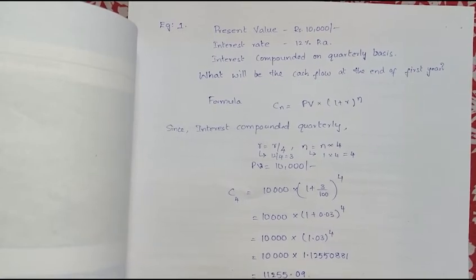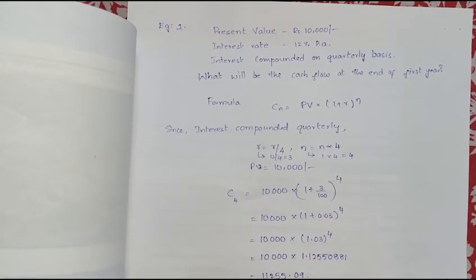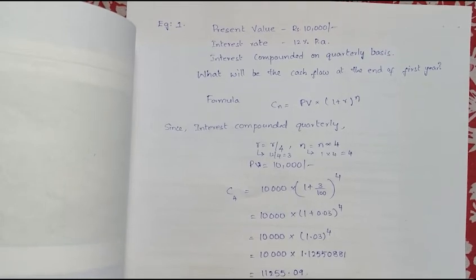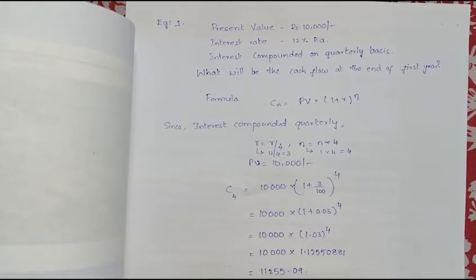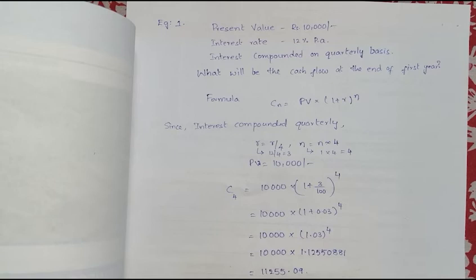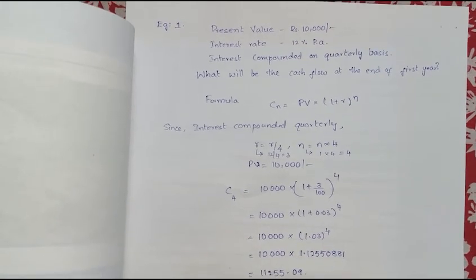Example 1. Given present value equal to 10,000, interest rate is 12% per annum, interest is compounded on quarterly basis. They are asking us what will be the cash flow at the end of first year. In this case, we need to calculate the future value.